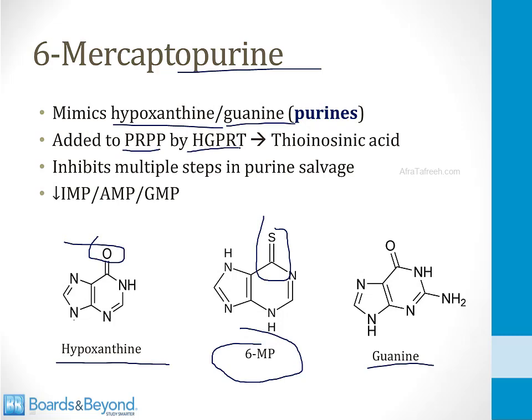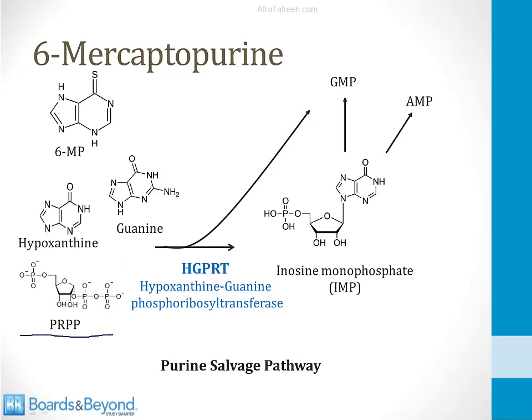And this will form a mutant form of a purine called thioinosinic acid. This will inhibit multiple steps in the purine salvage pathway and lead to a decrease in cellular levels of inosine monophosphate as well as adenosine monophosphate and guanosine monophosphate. PRPP has a structure which looks like a nucleotide missing a base, and the enzyme HGPRT, which stands for hypoxanthine guanine phosphoribosyl transferase, can add a base to PRPP.